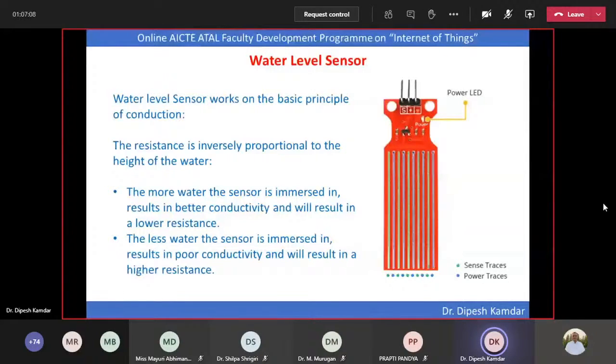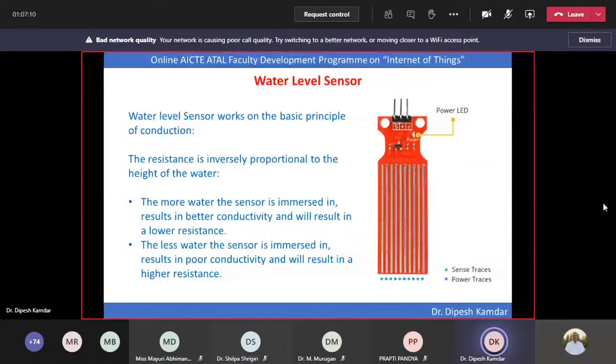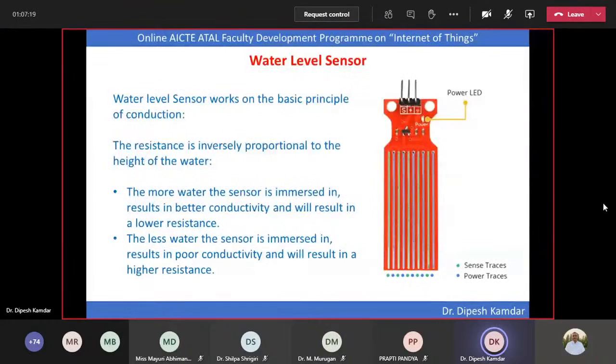Normally this sensor is not used for water level identification nowadays. For water level we use different sensors, but for raindrop sensors we use these water level sensors more effectively.